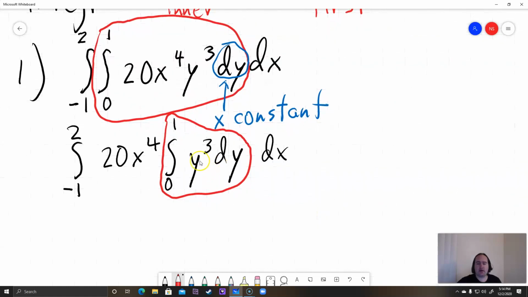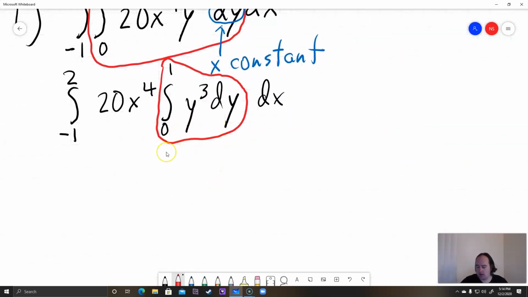That's our inner integral, and here we can just use the power rule. The power rule says that if you're integrating a power, you add 1 to the exponent and divide by the new exponent. So y to the 3 plus 1 is y to the fourth, divided by the new exponent 4. We want to evaluate that from 0 to 1.